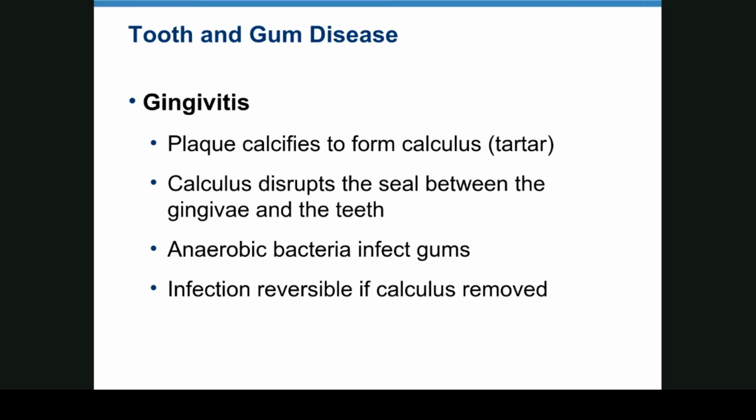Gingivitis is when plaque calcifies to form tartar, and it eventually starts to interrupt the seal between the gingiva and the teeth. And you can get anaerobic bacteria into the gums. Now, removing the calculus has to be done by your dental hygienist. This is a reversible process.